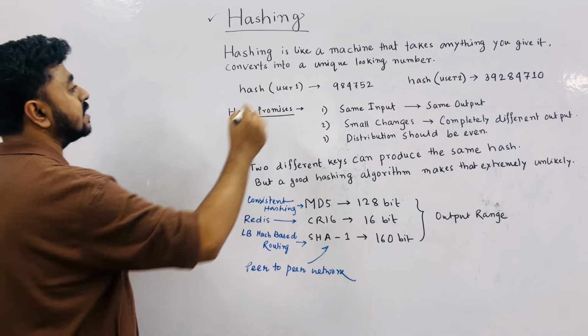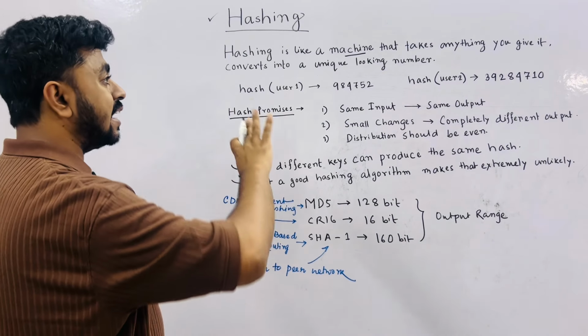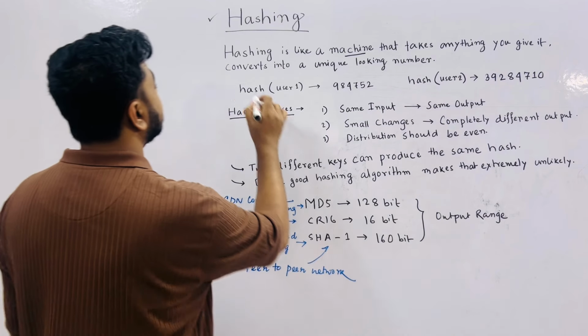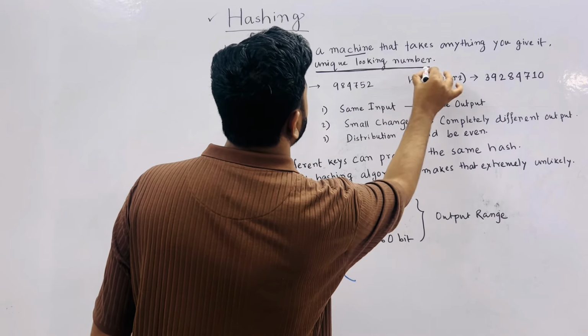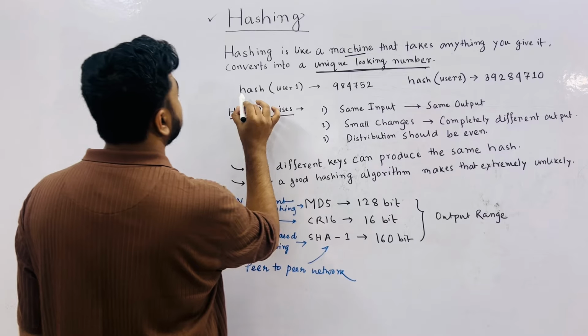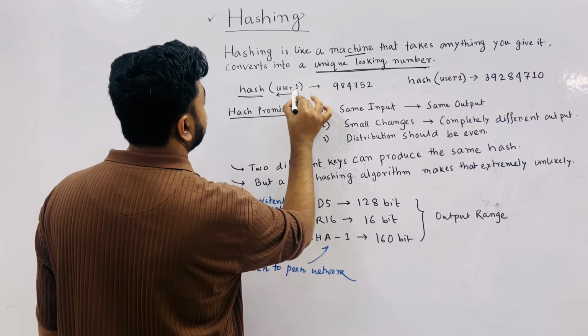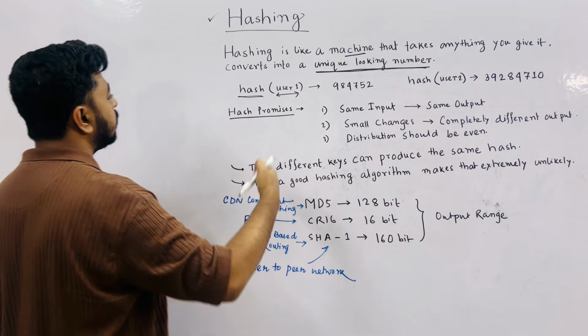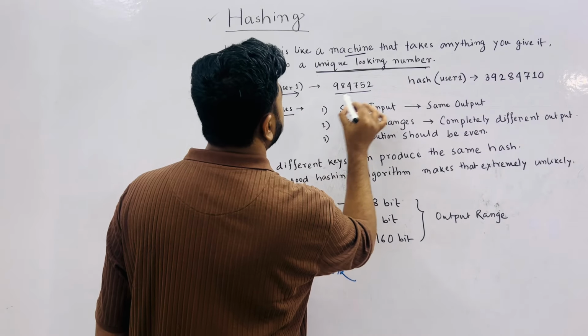Hashing is like a machine that takes any input you give, and it converts it to a unique looking number. So suppose you give any input to these hash functions, it can be a string, a number, an object, anything, right? It will generate a unique number for it.